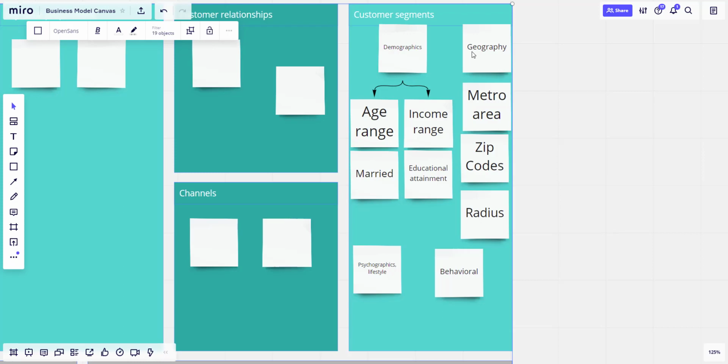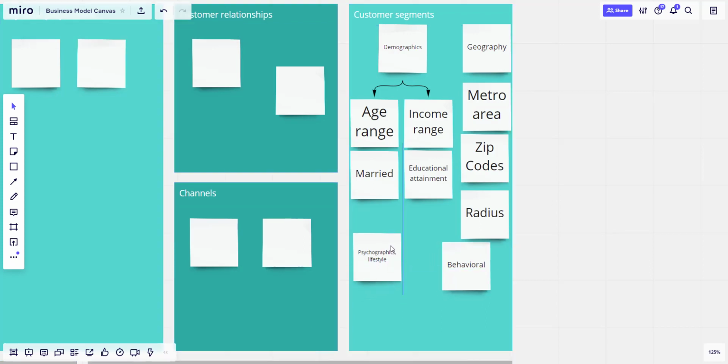So again, just like demographics, these geographic variables are things that you can look up through Census Bureau tools and other research databases. It's relatively easy to find this information secondhand. There are also other important ways to describe your customer. So let's take a look at those next.